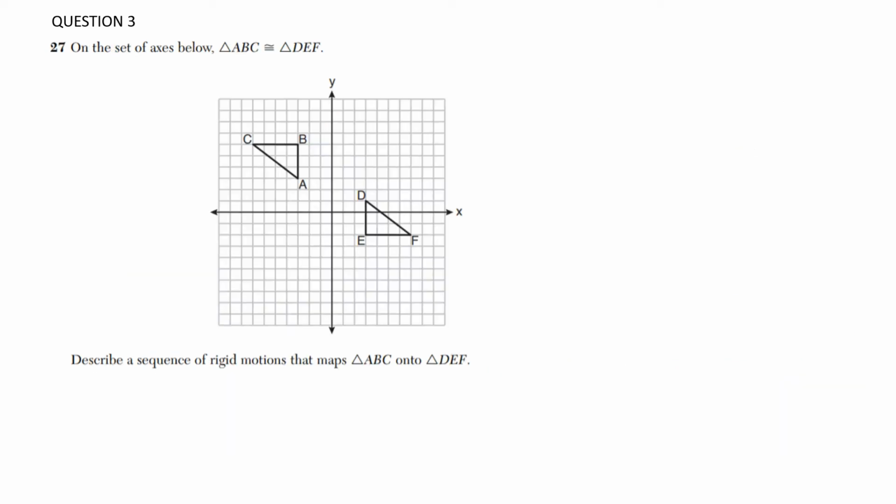All right. On the set of axes below, triangle ABC is congruent, that's that symbol, to DEF. Okay. Describe a sequence of rigid motions that maps ABC onto DEF. So again, remember this congruency statement here means A will match with D, B will match with E, and C will match with F, right? So there's a couple ways you can do this. There's no hard and fast rule to do this, okay?